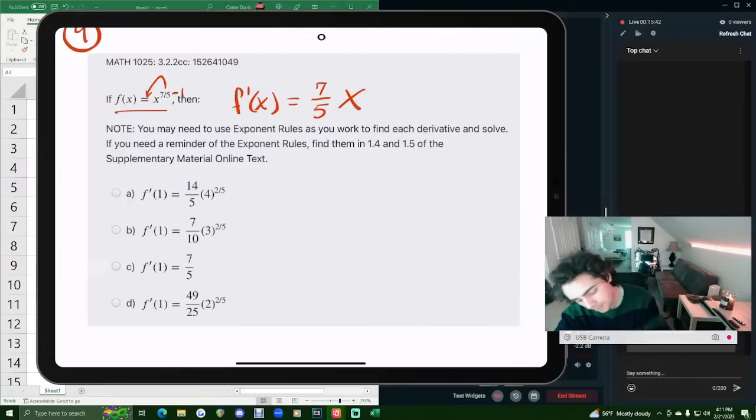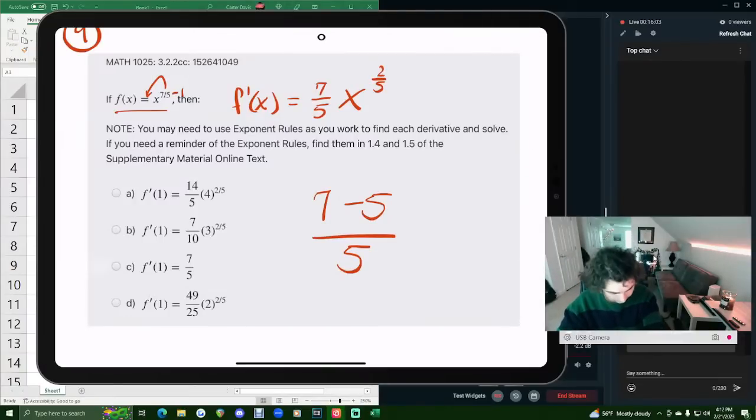The shortcut, if you need to take away 1 from 7/5, the trick is this. You just take the top number, 7, minus the bottom number, 5, and you divide it by the bottom number, 5. So 7/5 minus 1 is 2/5. 7 minus 5 is 2, and we leave it over 5. So that's our derivative. And then, again, that's just f prime.